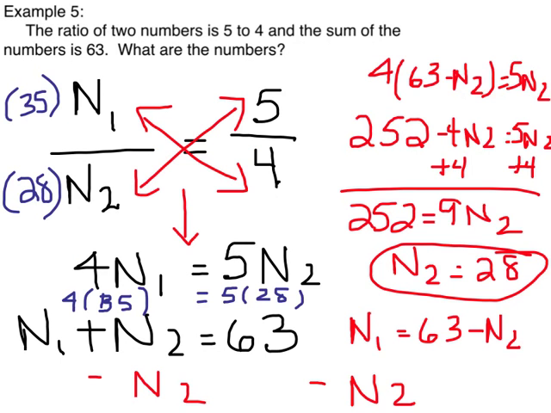In our last example, it says the ratio of two numbers is 5 to 4. So we've got our ratio. And the sum of the numbers is 63. So number 1 plus number 2 is equal to 63. But we've got to get our ratio, okay? Let's see. So we have 4 times n1 equals 5 times n2, if we just cross multiply those ratios.